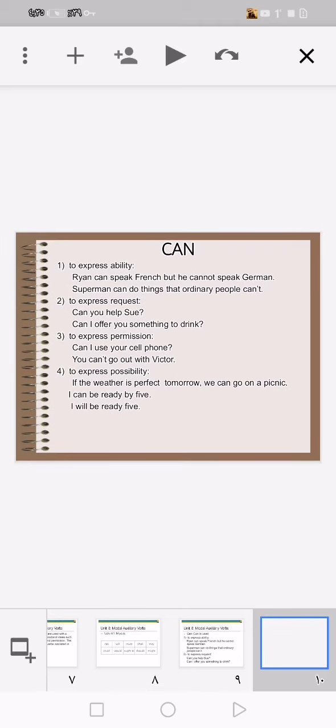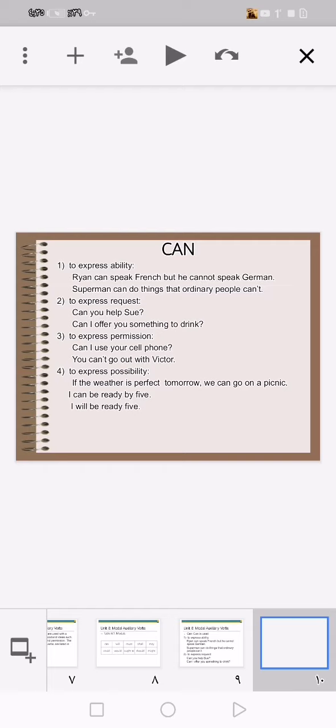Can, uses of can, استعمالات can. Number 1, to express ability. Ryan can speak French but he cannot speak German. Superman can do things that ordinary people can't. الجملتين هي examples على المودال verb اللي هو can. Number 2, to express request, للطلبات. For example, polite requests. Can you help Sue? Can you help me with this? Can I offer you something to drink? Other examples: can you do this for me? يعني في حالة polite request نقدر نستعمل can as a modal verb to express request.